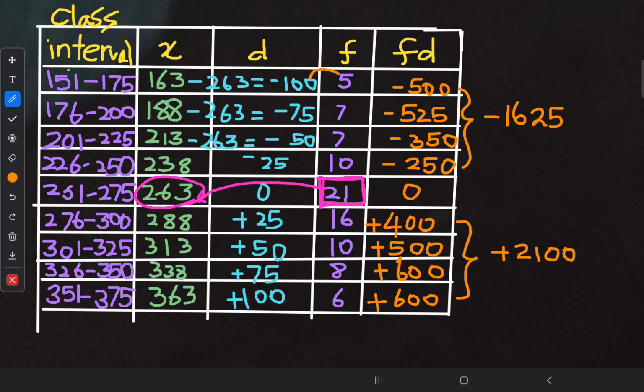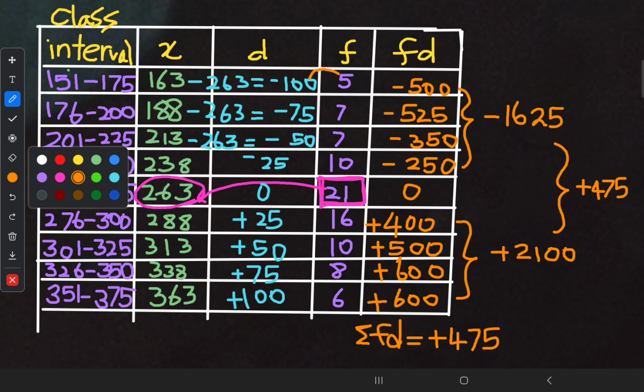Then after, we have to get the summation of these two also. We found our negative values separately and positive values separately. Furthermore, we have to add up these values. So that means positive 2100 minus 1625 will give you positive 475. Positive 475 should be our sigma FD. We found our sigma FD correctly.